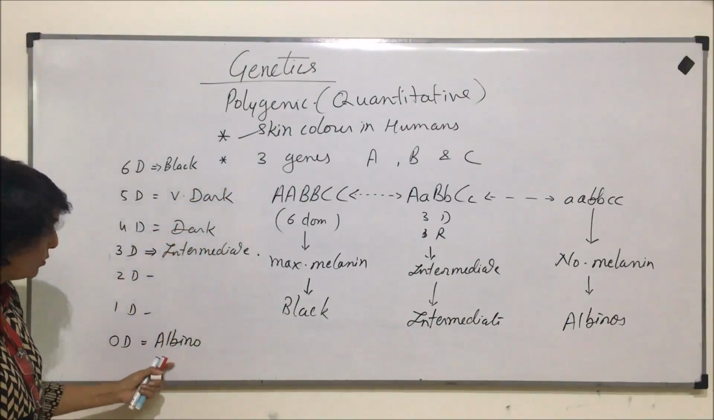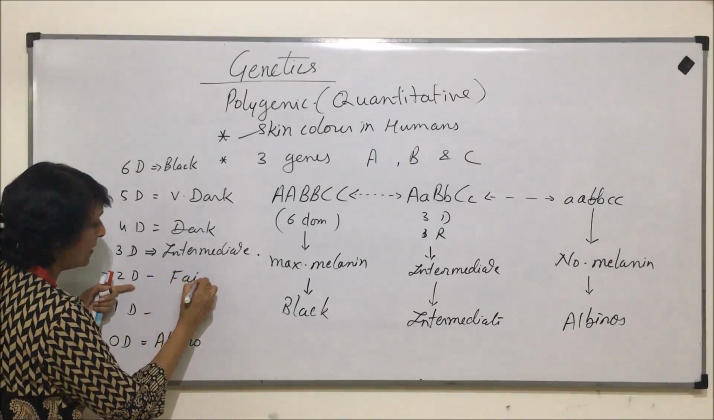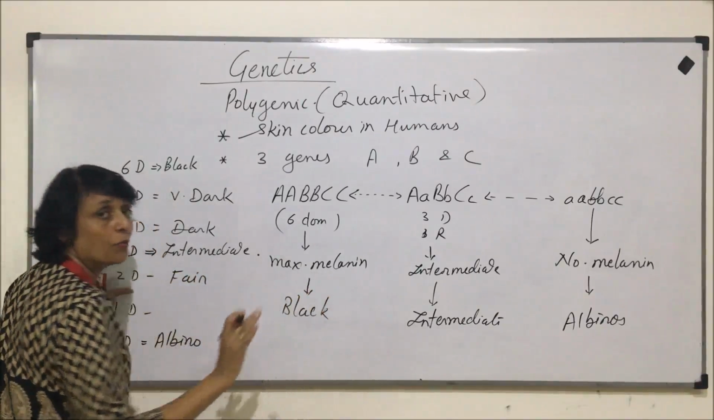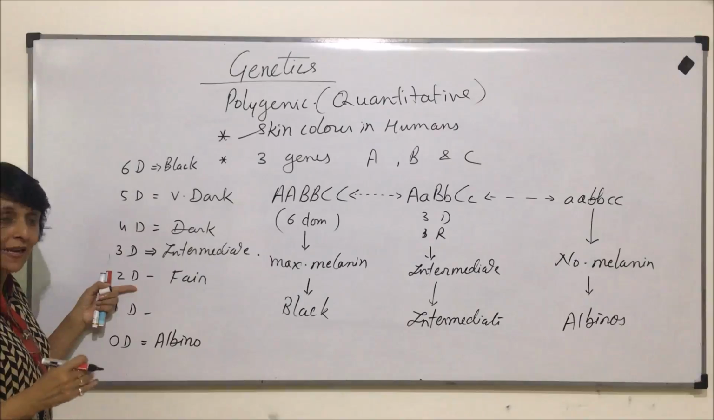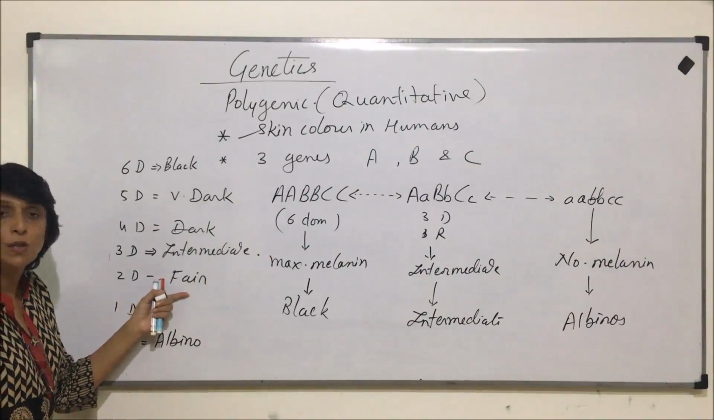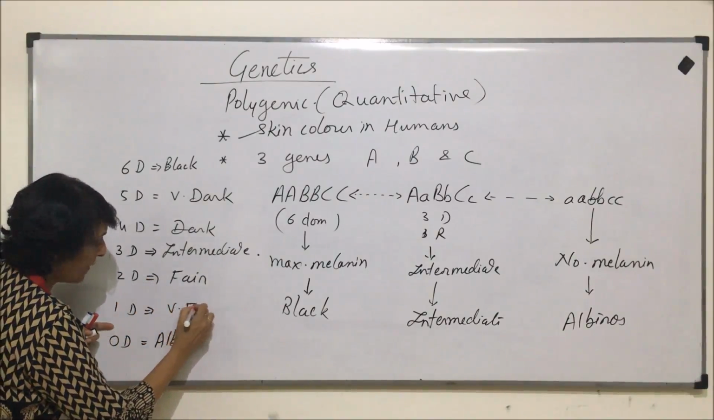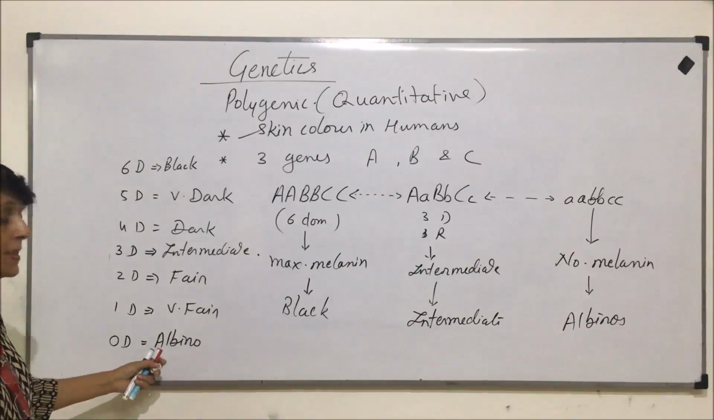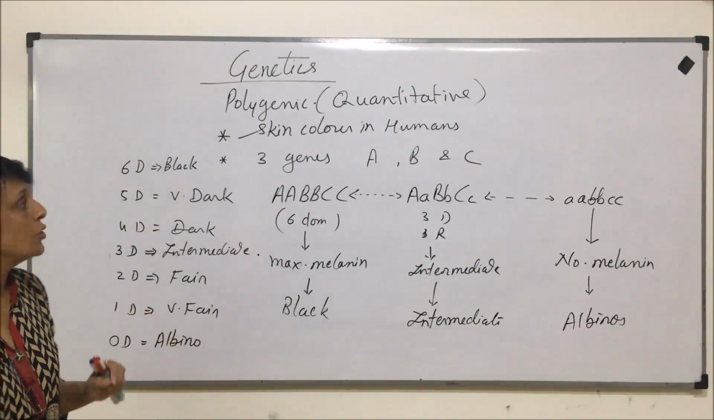Now let us come to the minimum numbers. This individual is going to be fair, because 3 dominant genes were giving intermediate or wheatish skin color. 2 dominant will give less melanin production. So these individuals are going to be fair. Then next is very fair, and the last, that is our other extreme, is albino. So this is going to help us find the ratio.